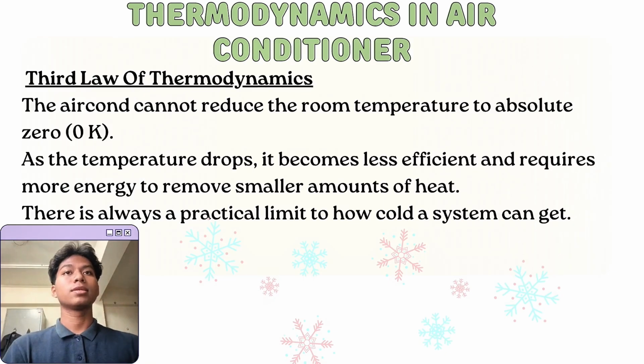The third law is that the aircon cannot reduce the room temperature to absolute zero. As the temperature drops, it becomes less efficient and requires more energy to remove a smaller amount of heat. There is always a practical limit to how cold a system can get.